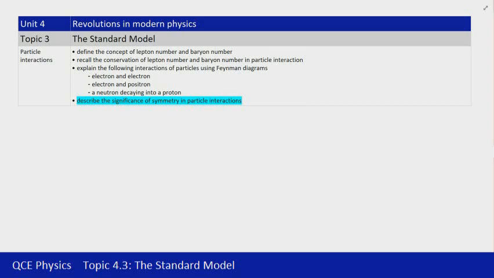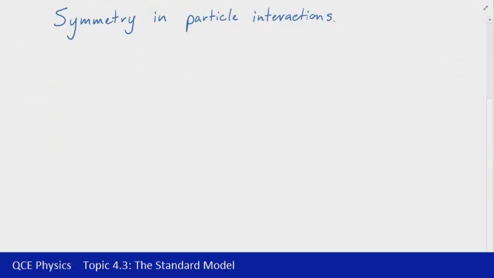The last concept that we need to cover on topic 4.3 for the standard model is about symmetry in particle interactions. Unfortunately, this dot point from the syllabus is kind of like a bad research question, in that it's not very specific. There are a number of different types of symmetry that we could look at, and there's a few different aspects of significance that we could talk about. So I'm going to go with the one that I think is the most significant. And before we do that though, we need to talk about what symmetry actually is.